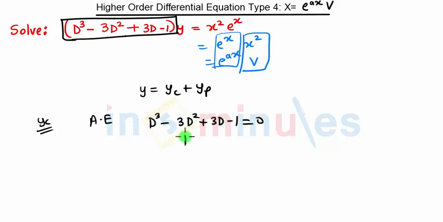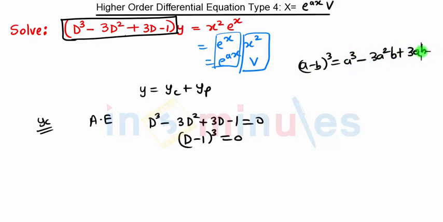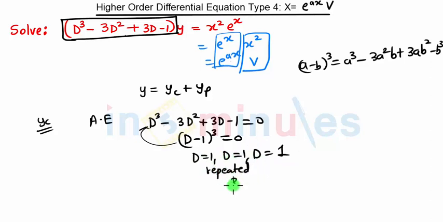If you see, this is nothing but (D minus 1) the whole cube equal to 0. This is equivalent to (a minus b) the whole cube, which is equal to a cube minus 3a square b plus 3ab square minus b cube. If you expand (D minus 1) cube, you will get this equation. So from (D minus 1) cube, we get D equal to 1, D equal to 1 and D equal to 1. So we get repeated roots, and the roots are repeating thrice.